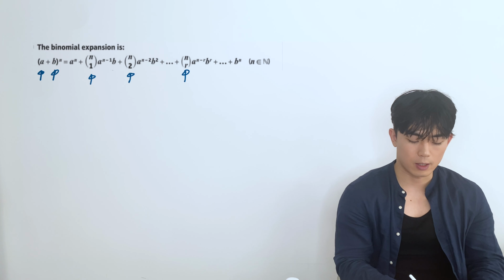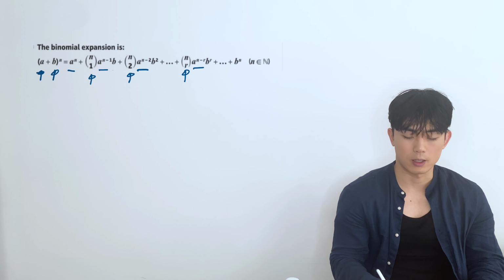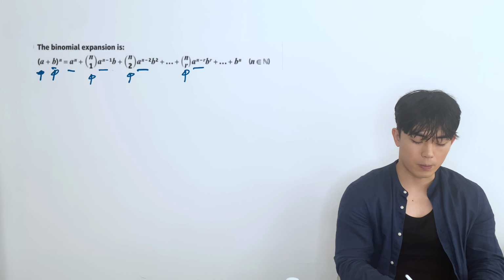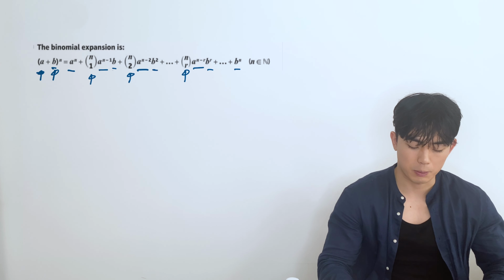As you can see, the A terms decrease in power as we go along, and the B terms increase in power as we go along. So that's just a rule you have to follow: A will decrease in power, B will increase in power. It's just a matter of following this rule. So let's try some examples.